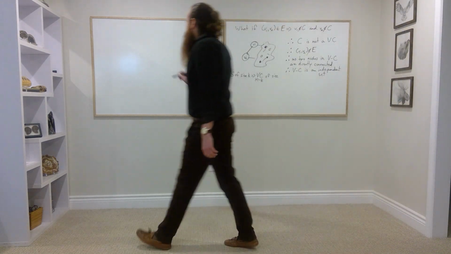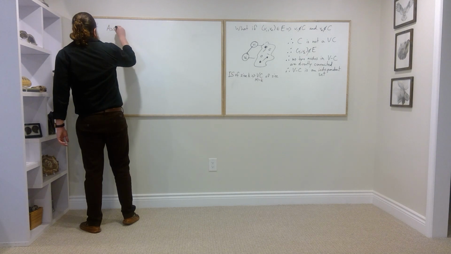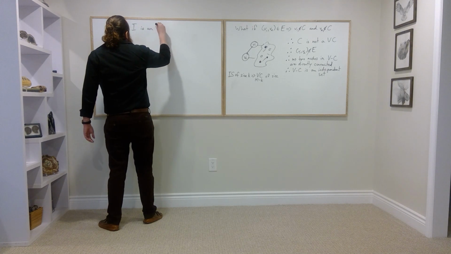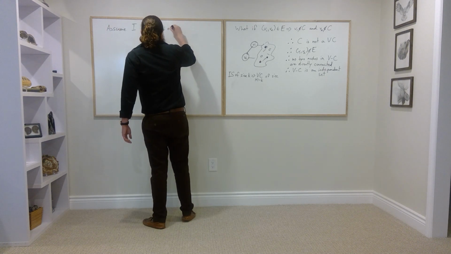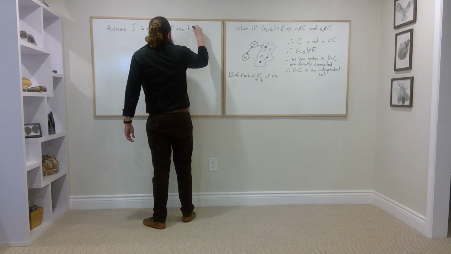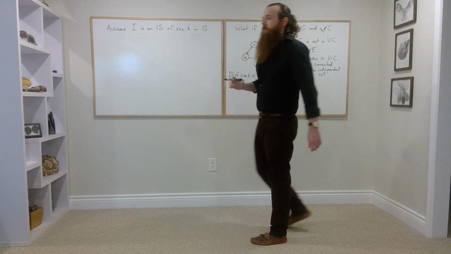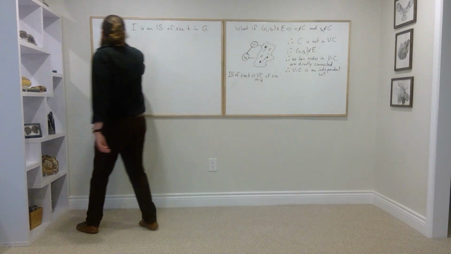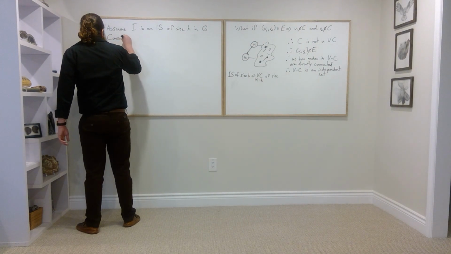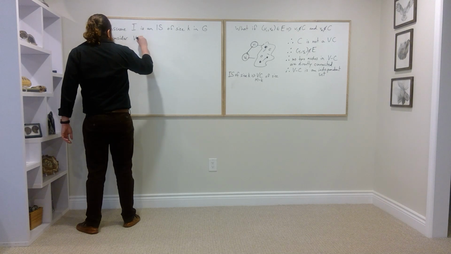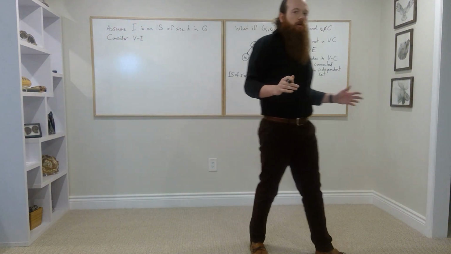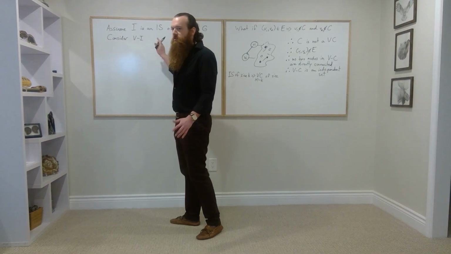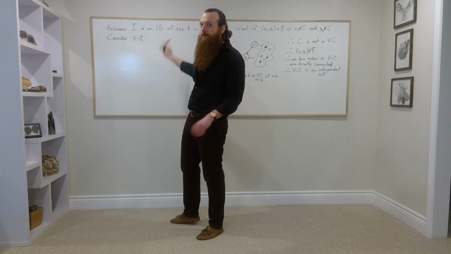So what are we going to do? Well, assume we have an independent set of size K. Assume I is an independent set of size K in G. Okay, what are we going to do from here? Well, let's consider V minus I. Now, first thing, very similar to last time, what's the magnitude of V minus I? What's the cardinality of V minus I? Well, it's just going to be, of course, the magnitude of V minus the magnitude of I. What's the cardinality of I? It's K. It says right there.